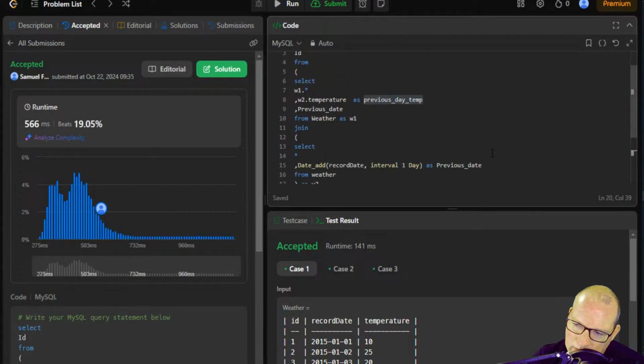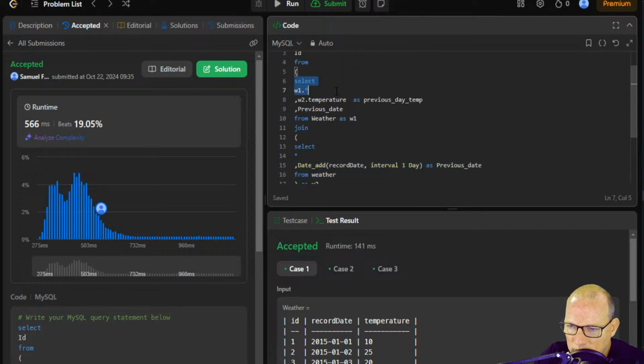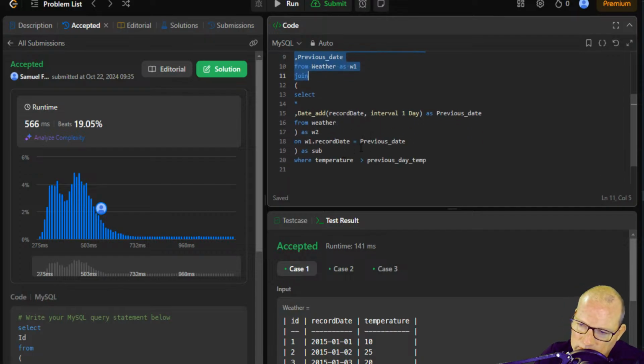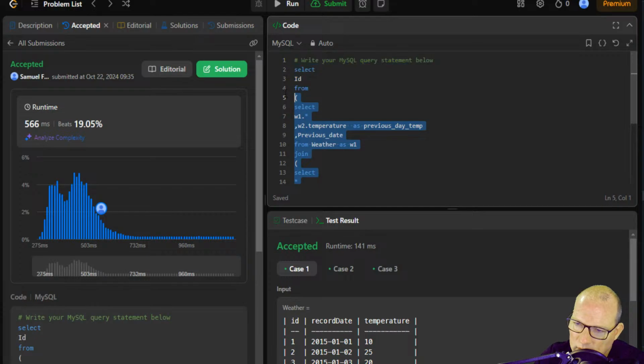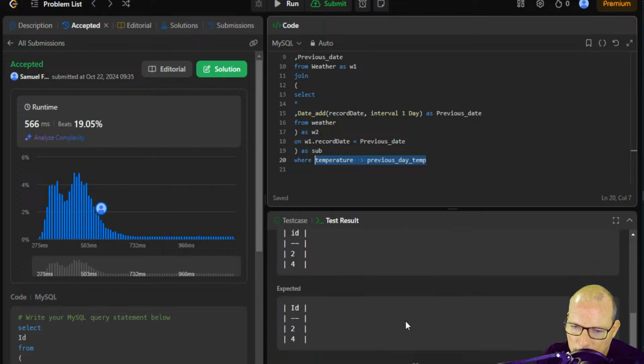Now I wonder if there's a way that we can speed this up and do this in one query. But again, to give you an idea, we're doing one query, two query, which then is creating a subquery or a results table, and then we're querying that results table with this where clause. All right, does that make sense?